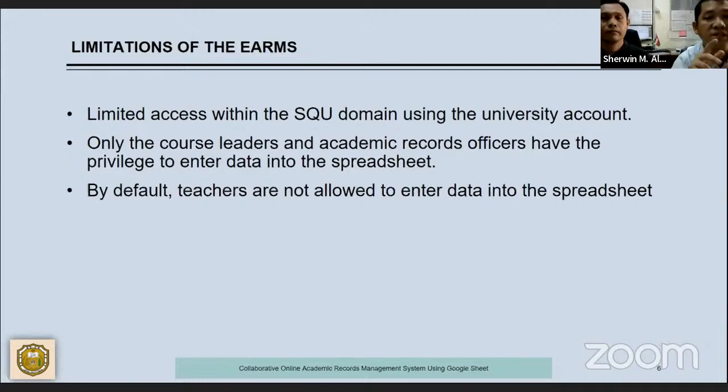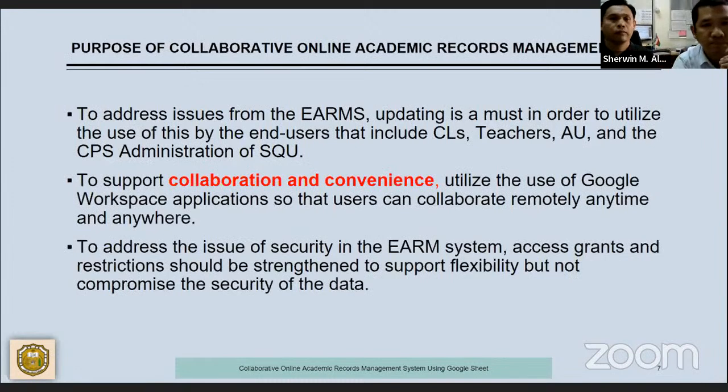So with these limitations, updating the system in a more practical, reliable, and convenient way for all end users has been suggested a long time ago. That is why we need real-time updates in the spreadsheet, which is highly suggested by the administration. With all those mentioned issues, we came up with this collaborative online academic records management. The issues raised from the existing system have been the motivation of the researchers to update the system into a more practical, convenient, and reliable one.